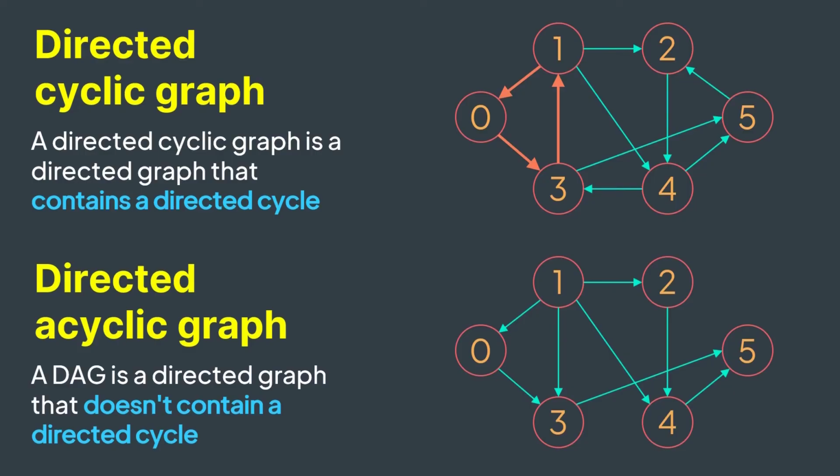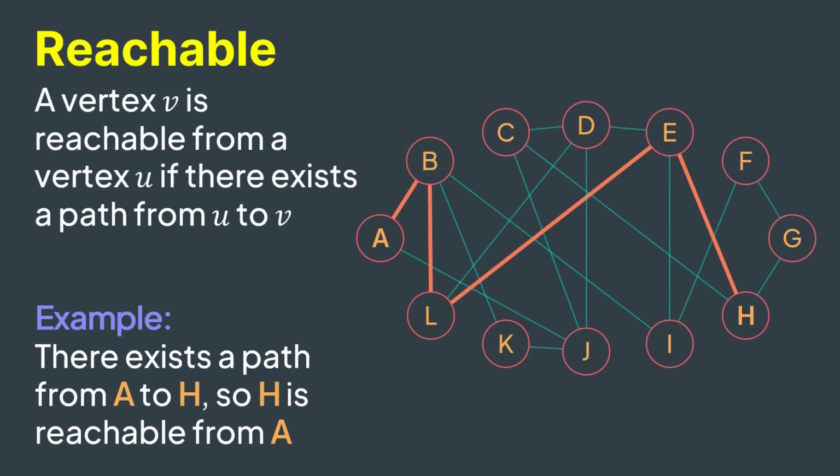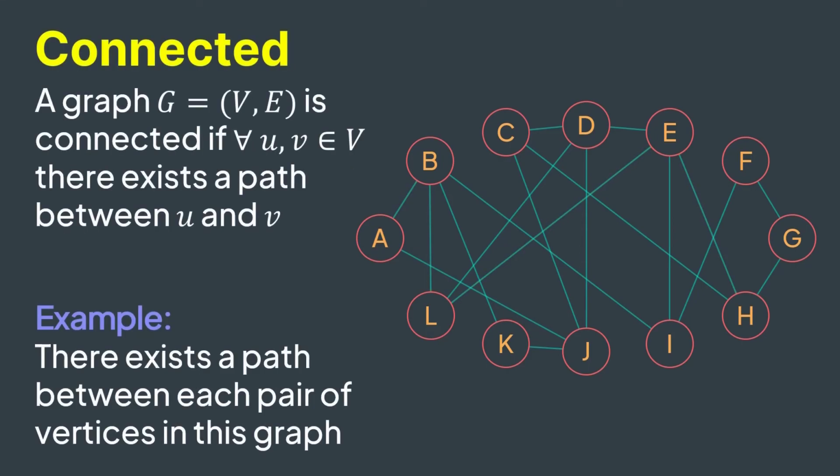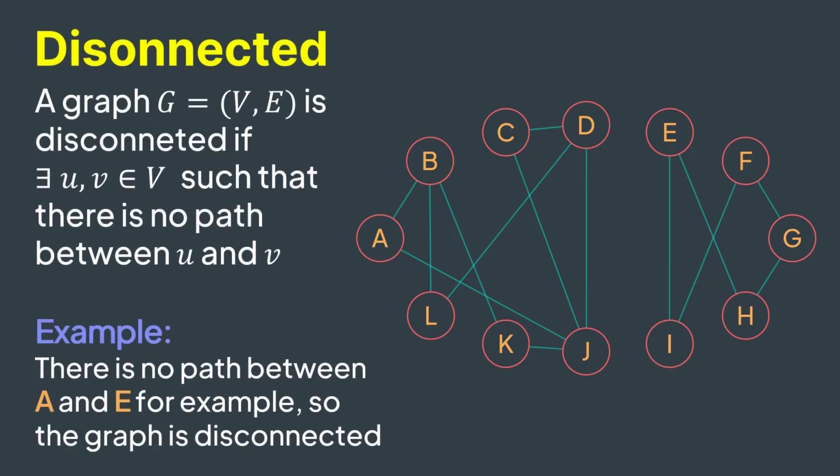Last three terms, reachable, connected, and disconnected. We say that a vertex B is reachable from a vertex A if there exists a path from A to B. For example, here we can go from A to B, so B is reachable from A. For connected, we say that a graph is connected if there exists a path between every pair of vertices, which is the case in this one. But for this one, for example, we don't have a path between A and E, hence the graph is not connected. We say that it's disconnected.